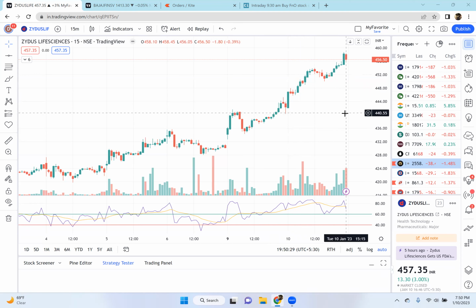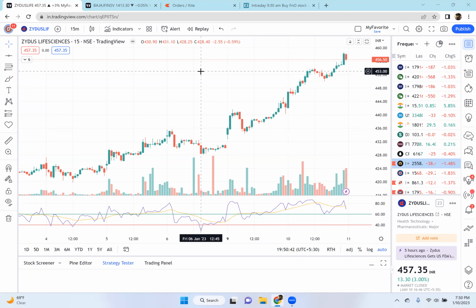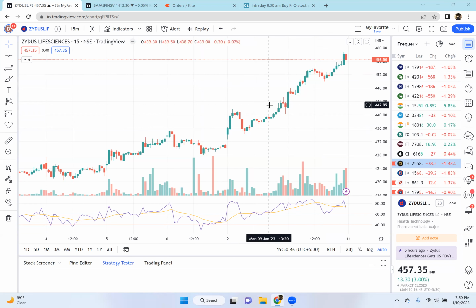Has anyone here traded the volatility contraction pattern? Komal, do you look at it? No. Okay. Fundamentally, the volatility contraction pattern has been made famous by a guy called Mark Minervini. Of course, there are other folks, but Mark Minervini is a very famous American trader.